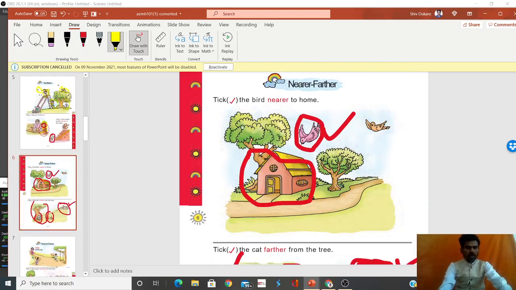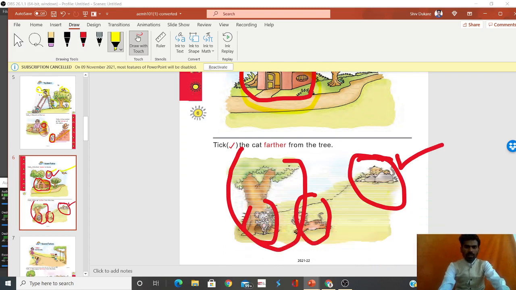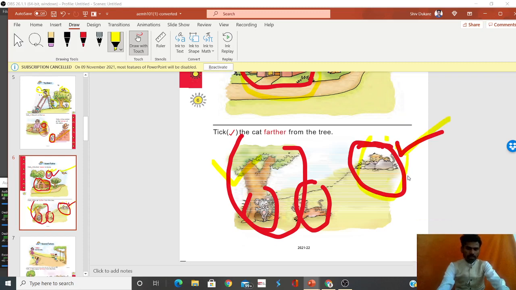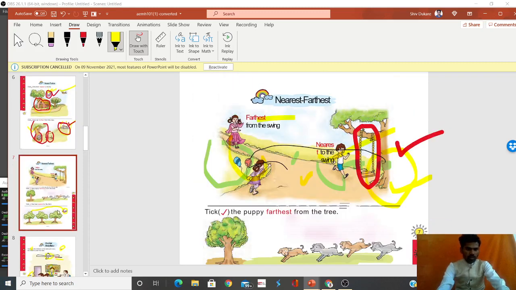Okay, now tick the bird nearer to the home. This is the home, and these are the two birds. Which is nearer to the home? This bird is nearer to the home. Tick the cat farther from the tree. This is the tree. Okay, and which cat is farther from the tree? So this cat is farther from the tree.